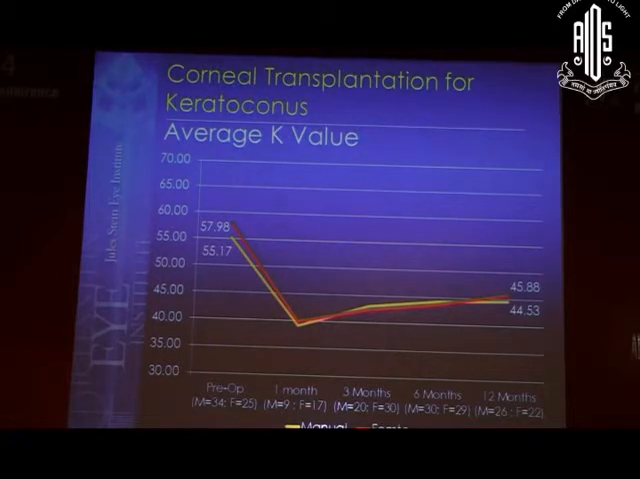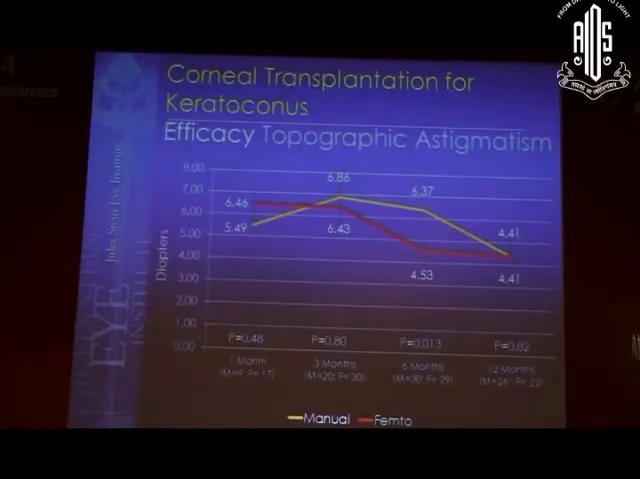So there's a greater flattening effect when you use a femtosecond laser, in part because the donor is not oversized. You use the same diameter for the donor trephination as you do the recipient trephination. Topographic astigmatism, probably the most important thing to us. What is the amount of astigmatism in these two groups? We can see that there's no significant difference other than at 6 months. There's significantly less astigmatism in the femtokeratoplasty group as compared to the manual keratoplasty group. But at a year, it's exactly the same.